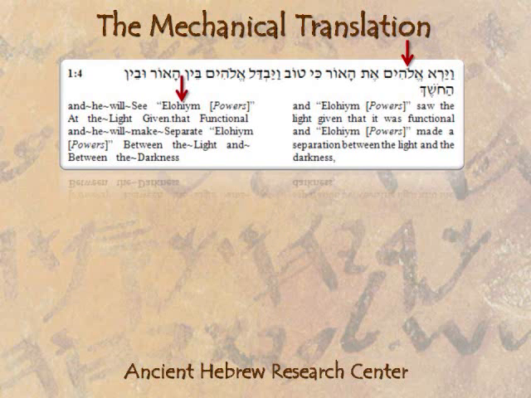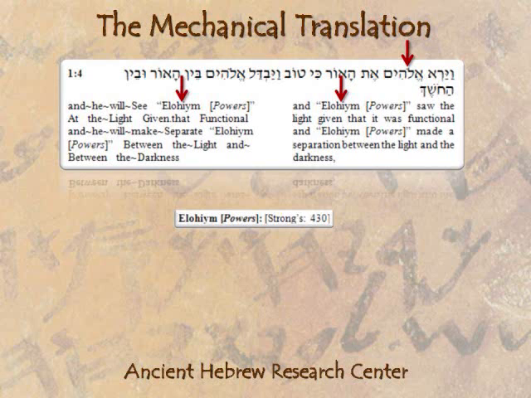Here it is in the mechanical translation. Now, every name in the mechanical translation is followed by its definition or its meaning within the brackets. In this case, it's powers. Each name is also listed within the dictionary and gives you its Strong's reference number. Here is the word Elohim in the Revised Mechanical Translation.